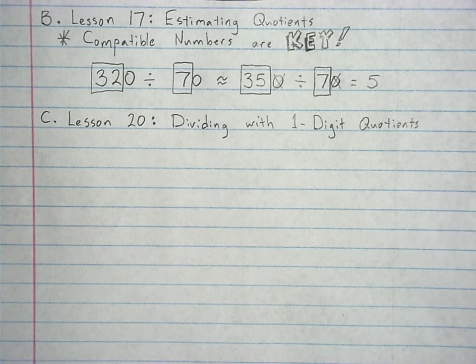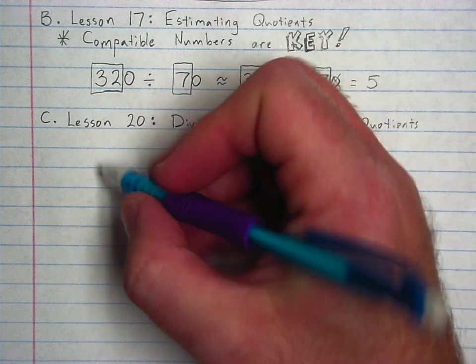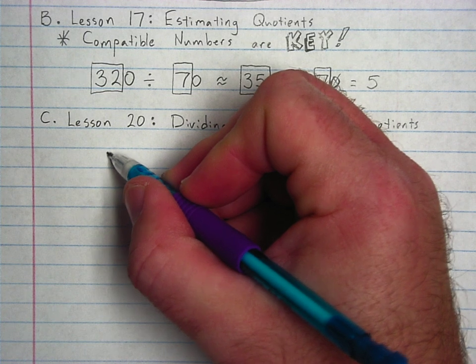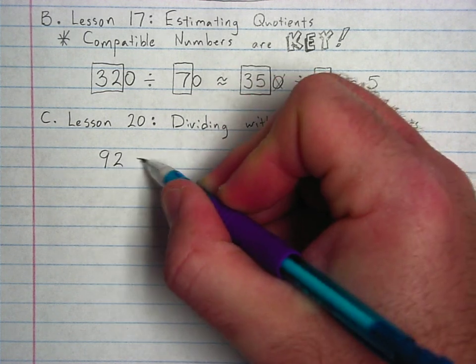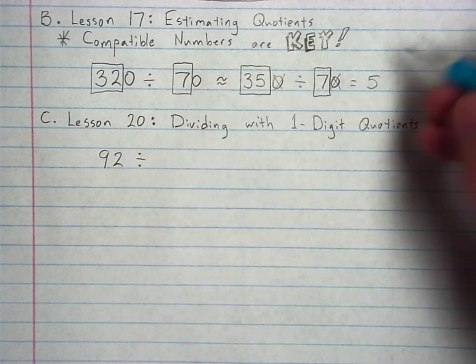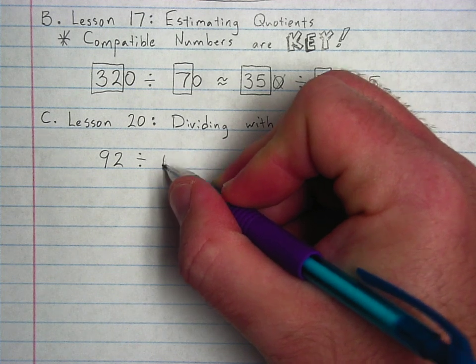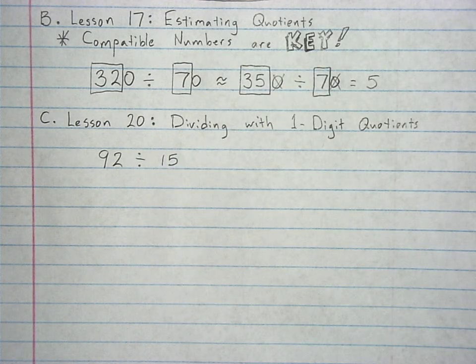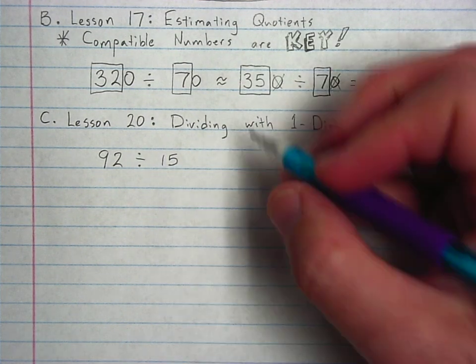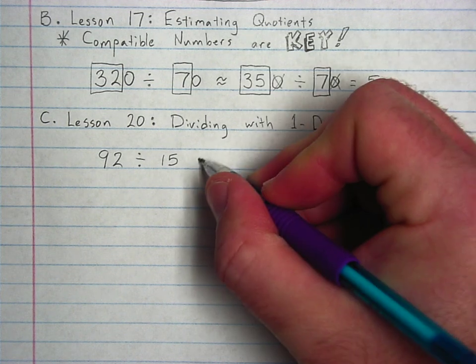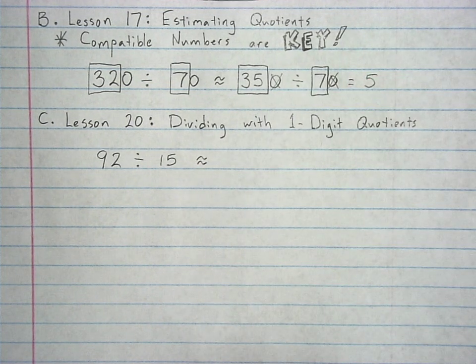Let's say I give you something like this. And I know we don't have a ton of space to work, but we'll do the best we can. Let's go ahead and take 92 divided by, let's say, 15. Okay. Now first, I can think of this, I can estimate, try to get a general idea.